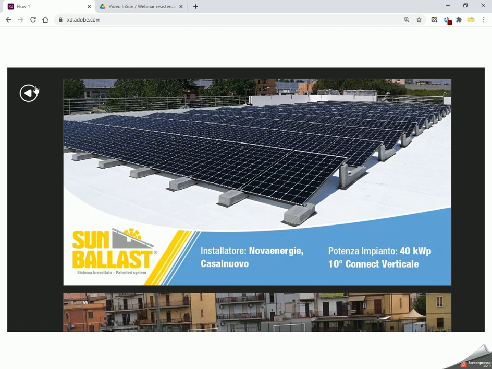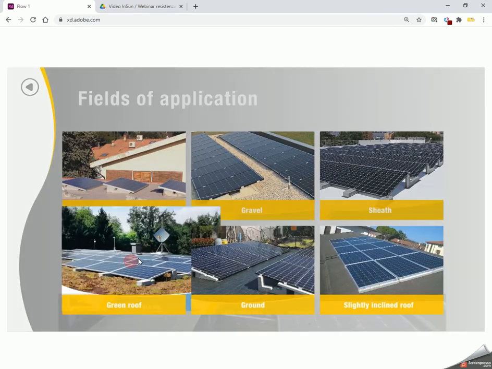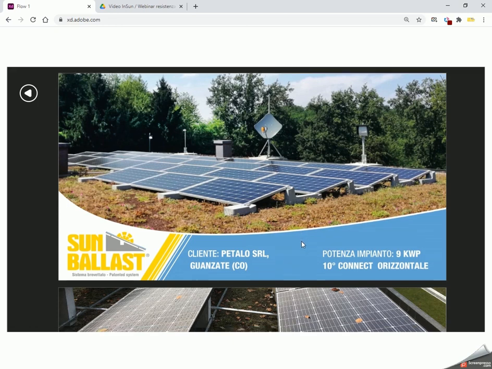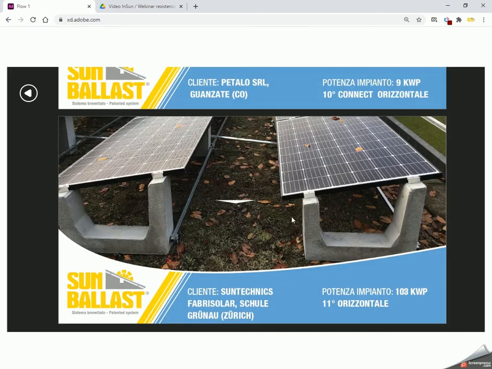In regard to the green roofs, there is no problem. You don't necessarily have to put the sheath in this case, as you wouldn't risk damaging it with concrete elements. In this case, you need to pay attention to the compactness of the materials, of the grass or of the soil. Generally, we advise to use higher ballast, as in this case that we are showing you, so that the growth of the grass doesn't affect the panel production.